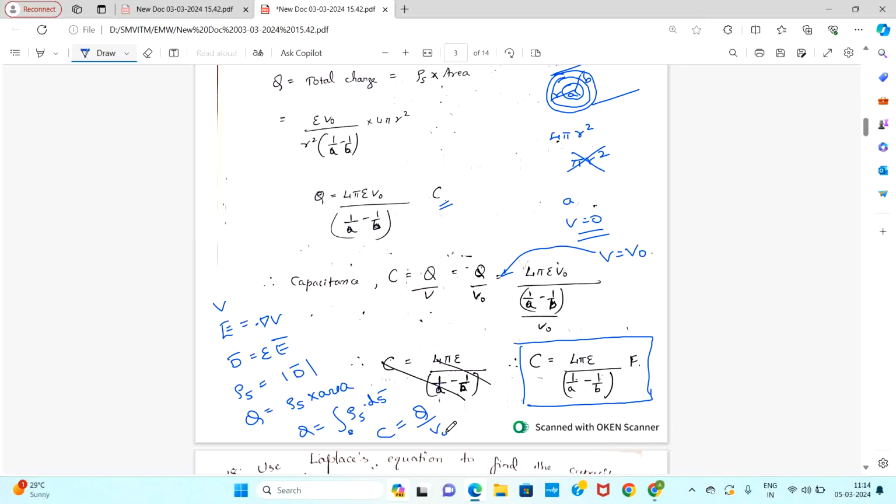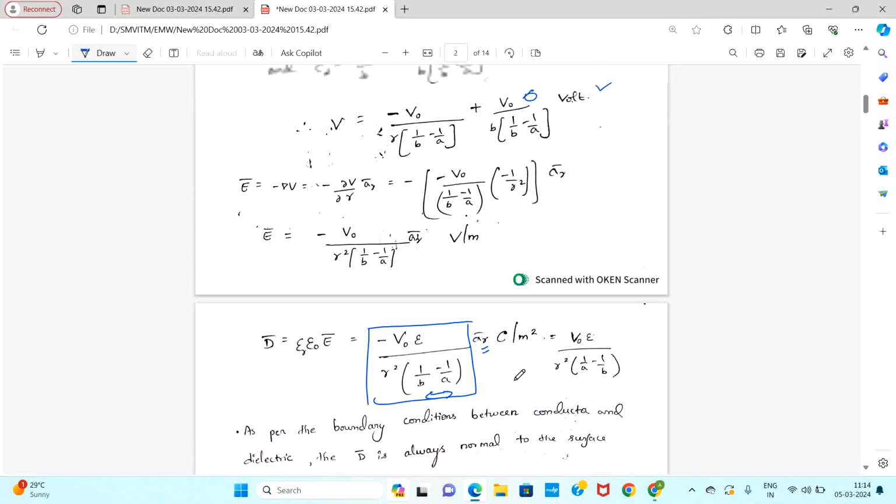In that, whatever voltage is mentioned, that voltage you have to take. One of the conditions will have voltage as 0, the other one will have some other voltage value, not 0. That non-zero value should be considered here. Okay, this is how to solve the problems with a capacitor.